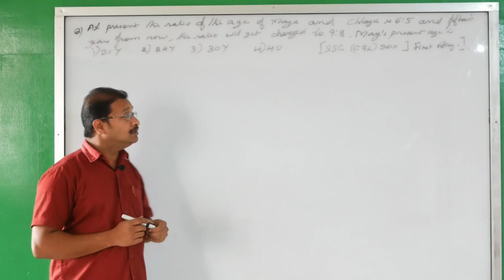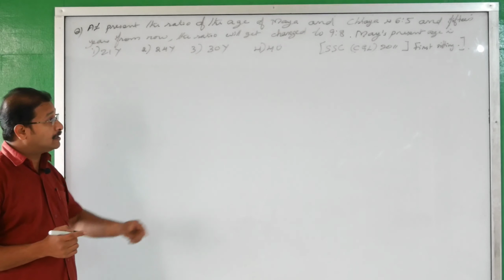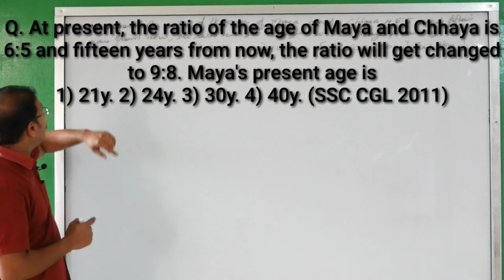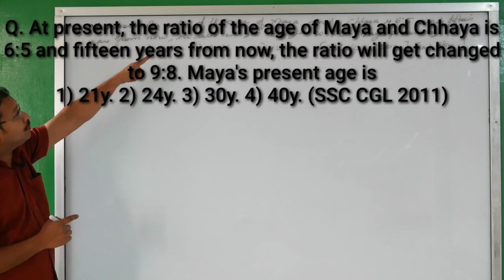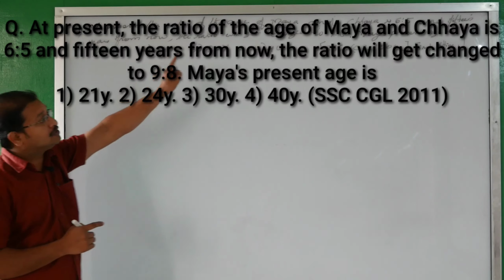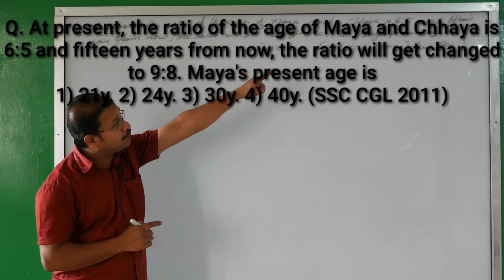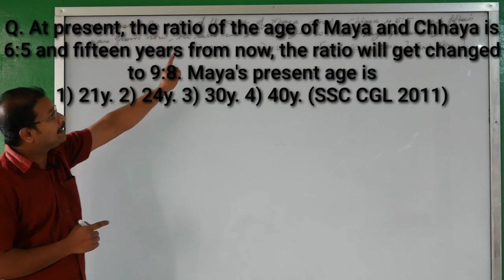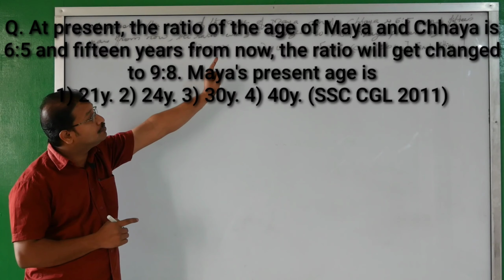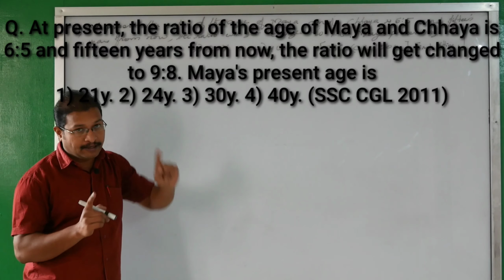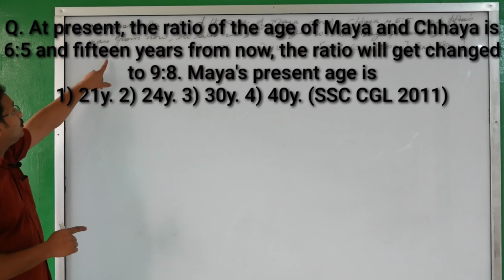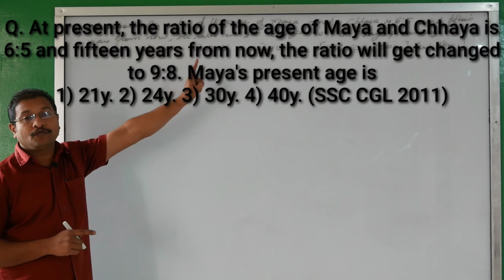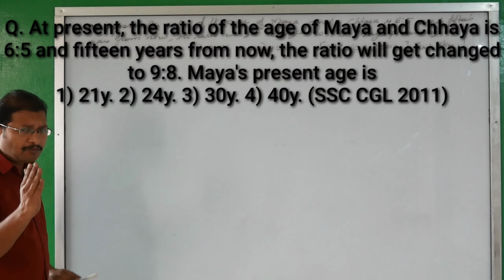Let's see the next question. This question came in SSC CGL 2011, first sitting. At present, the ratio of the ages of Maya and Chaya is 6:5. And 15 years from now, the ratio will change to 9:8. Maya's present age is, options are 1) 21 years, 2) 24, 3) 30, 4) 40. Let's see how we'll do this. Same model that we have done.